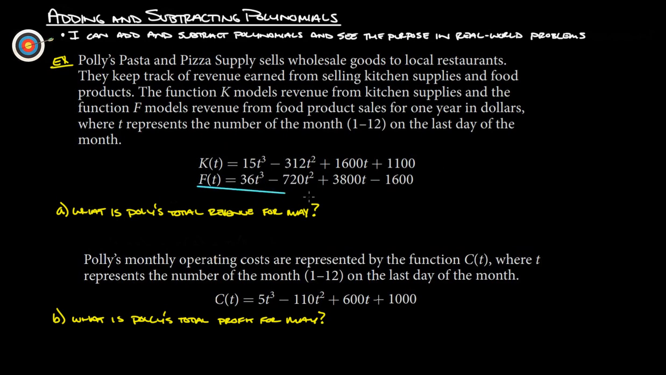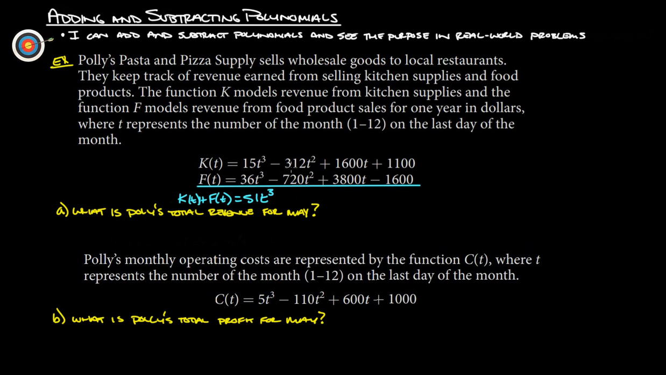So let's add these things together. So really we're going to get K plus F. Really it's K of T plus F of T equals, and then we're going to add these things all together. So 15 and 36 make 51. 51 T to the third.